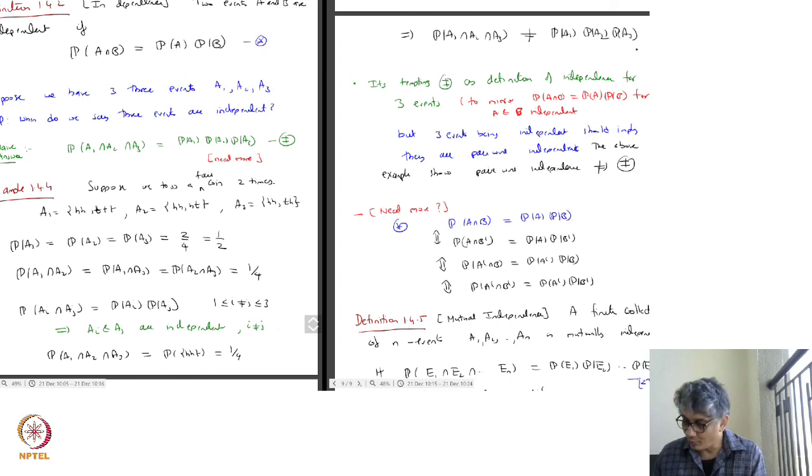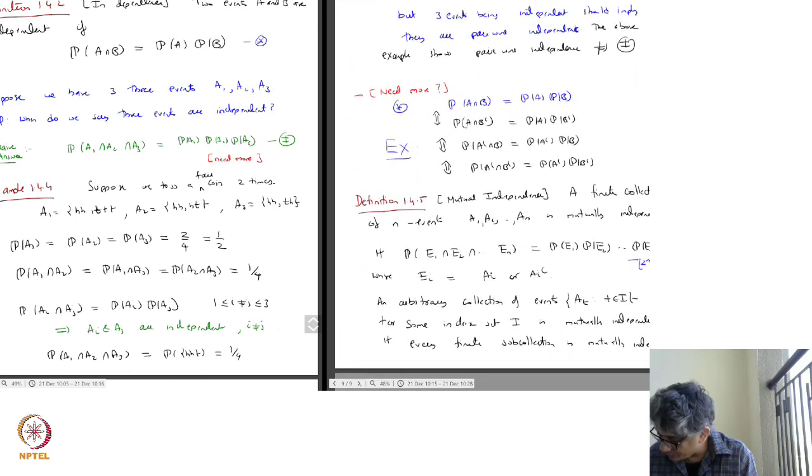And the observation for that was that the star out here was one equation, but actually it had information about 4 equations because they are equivalent. You can try the simple exercise to show that the probability of A and B being equal to the probability of A times the probability of B implies the other 3 equations and vice versa. So that got us the definition of mutual independence.